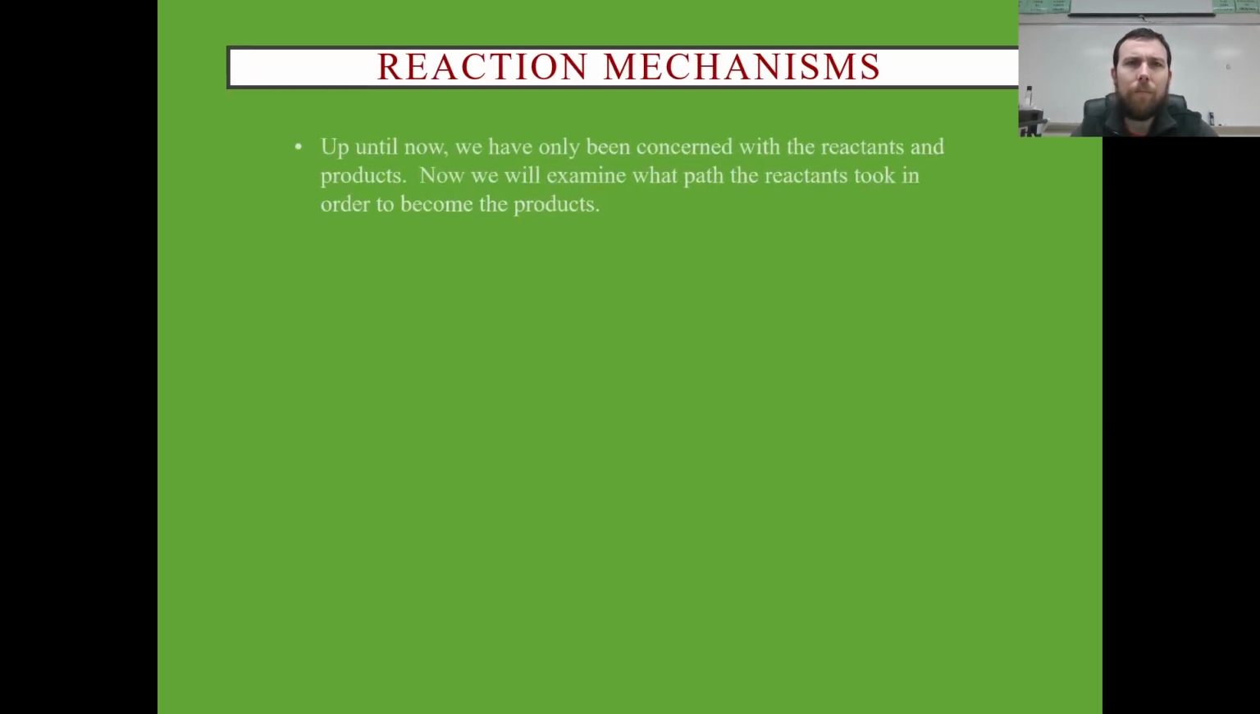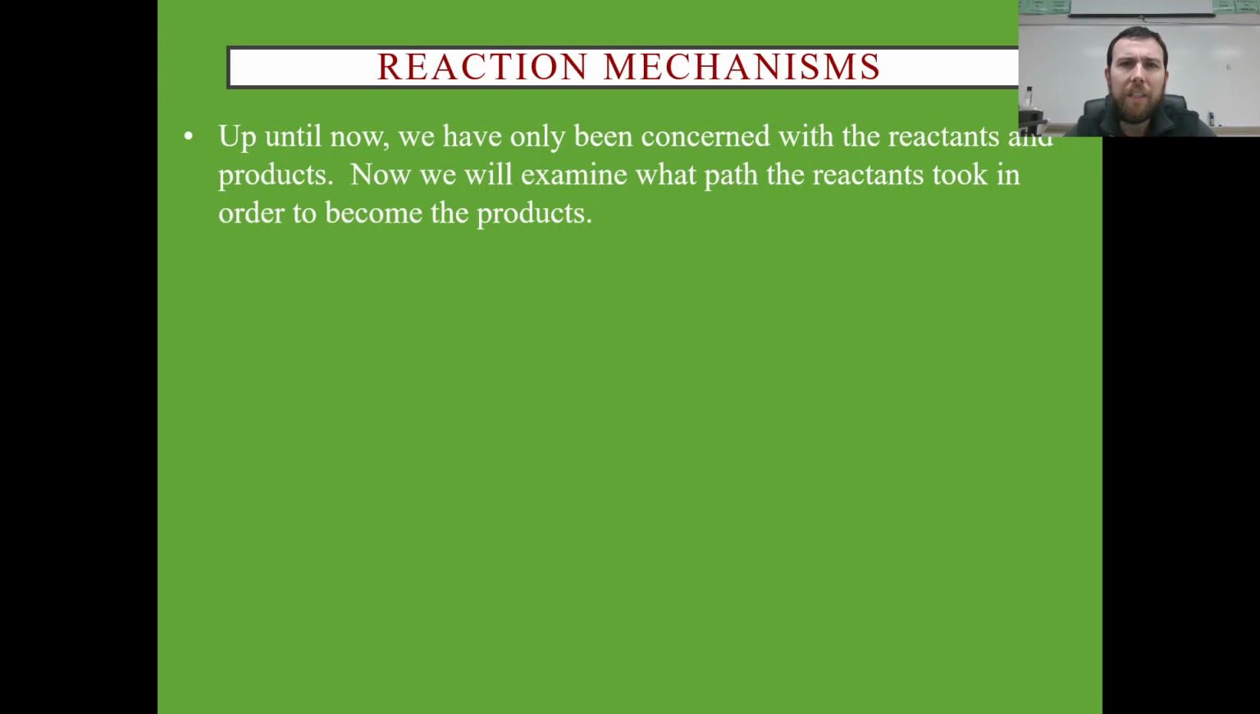Now, again, up until now, the only thing we've been really looking at is the reactants and the products, like step 1, step 2, final and initial. We haven't really been examining the path that the reactants actually took to become products. Well, that's where mechanisms are going to come into play, right?